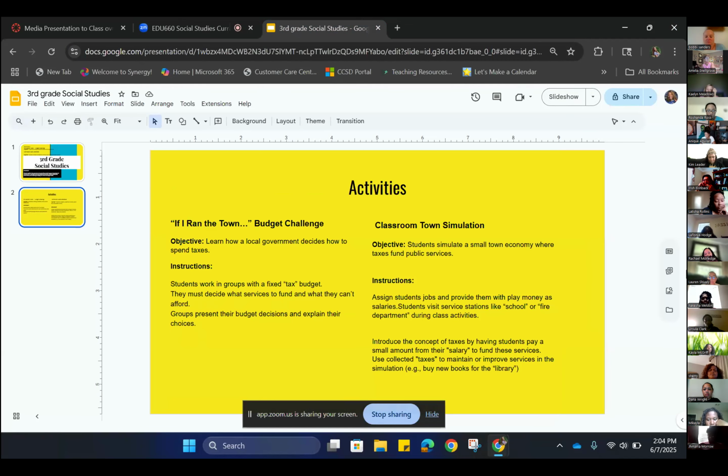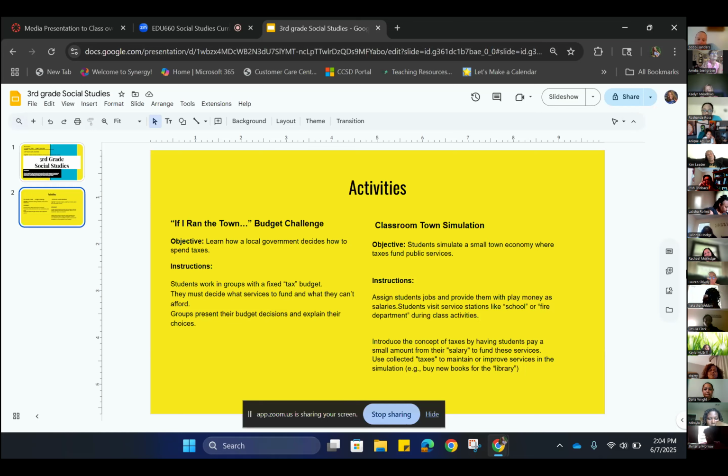My activities, if I ran the town budget challenge, would have the objective of learning about local government and deciding how to spend taxes. The students will work in groups with a fixed tax bracket, and they must decide what services to fund and why they can't afford it. Then groups will present their budget decisions and explain their choices.